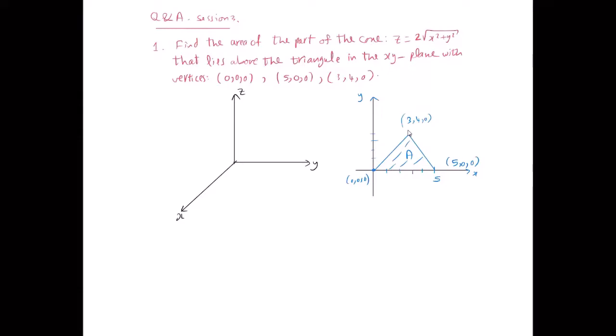Here, the question is different from last time. This is the area of part of the cone. Remember this formula. Okay, let's begin. What is the sketch of this graph? This cone, if you put z equals 0 in this equation, you get the origin.